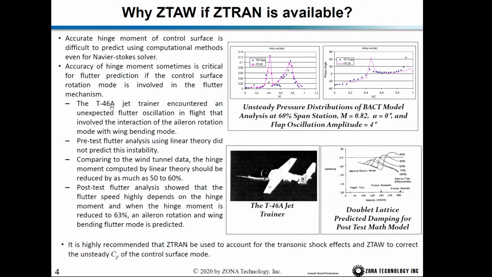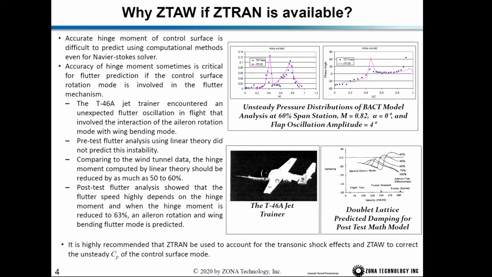The T-46A was designed by a company called Fairchild, and because of this flutter problem, the U.S. Air Force canceled this project, and Fairchild went under. So this is a tragic example to show that a flutter problem could cause a company to go bankrupt.